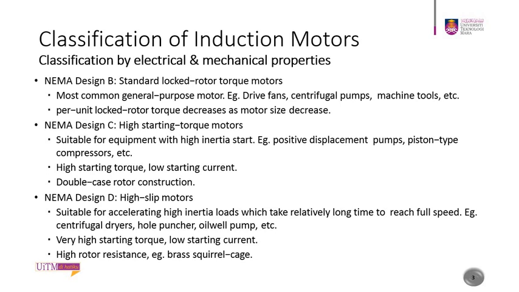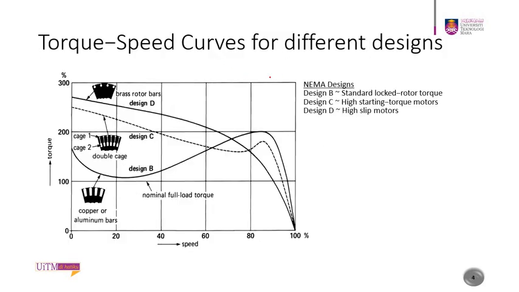Here we can see the torque to speed curve for different types of NEMA designs. For design B, you have your nominal full load torque, and you can see the torque increases with the speed. You also have design C, which caters for each particular application.